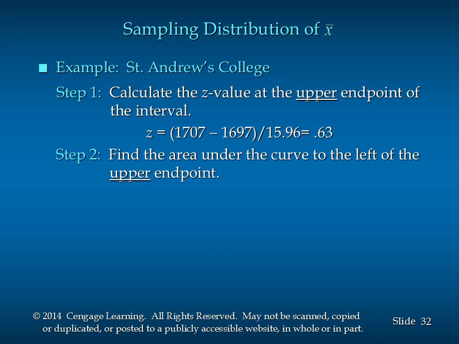There you go. Then you're going to look at the area under the curve to the left, 0.7357. So that's the upper point. So what you have now is mu, which we said the expected value was what, 1697? Isn't that right? And then we had 1707 on this side.